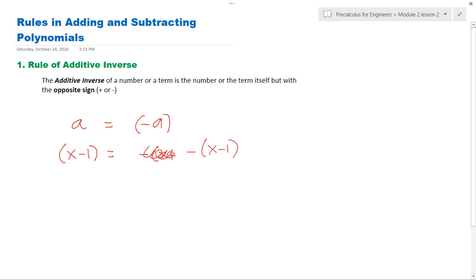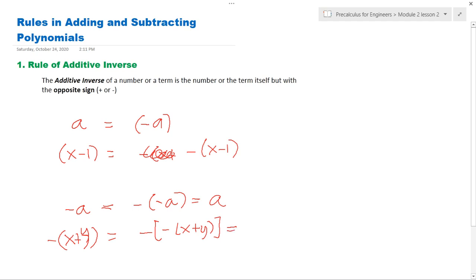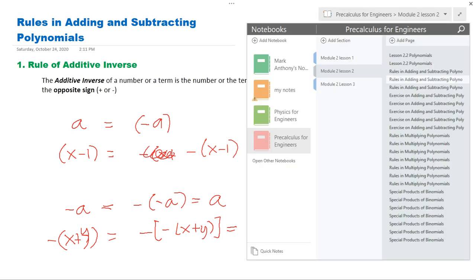For negative numbers, let's say I have here negative a. The additive inverse for negative a is just the negative of the negative a. So therefore, magiging positive na pala siya na number. Let's say we have negative x plus y na expression. So this is just the negative of negative x plus y. So therefore, this is just equal to x plus y. So ganun lang. That is the rule of additive inverse.